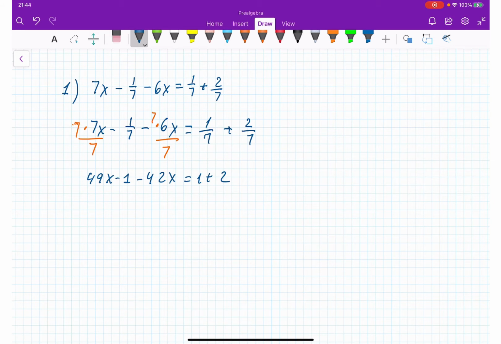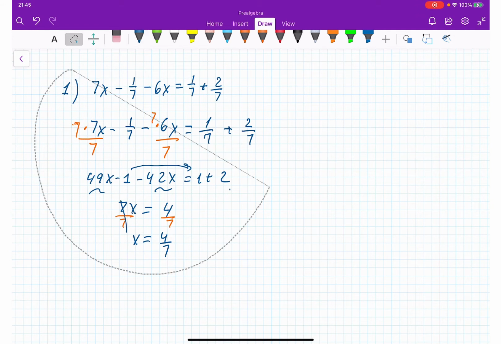Yes? Okay, we can combine like terms now. 49 minus 42, we get 7x. I'm moving negative 1 here, it will be positive 1. Then positive 1 and another positive 1 is 2, and plus 2, I will get 4. And x will be equal to, we are dividing by the coefficient of x, 7, because we need to find x, we don't need 7x. The result is going to be 4/7. These two 7s are gone. Okay?